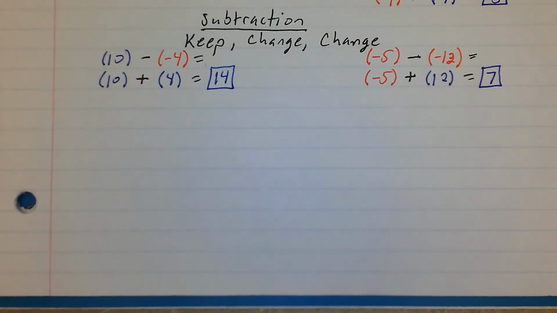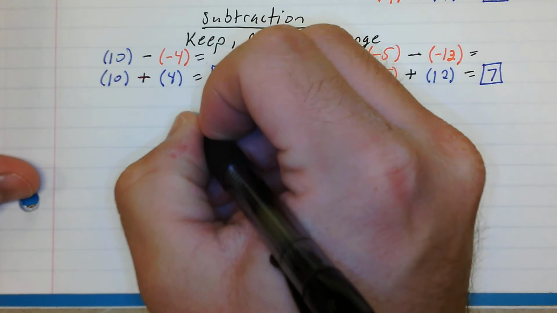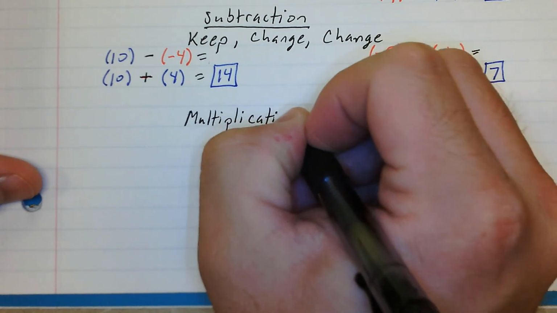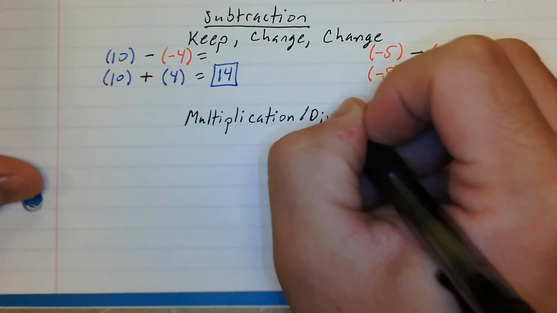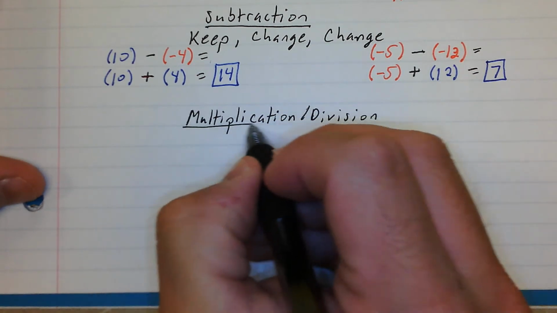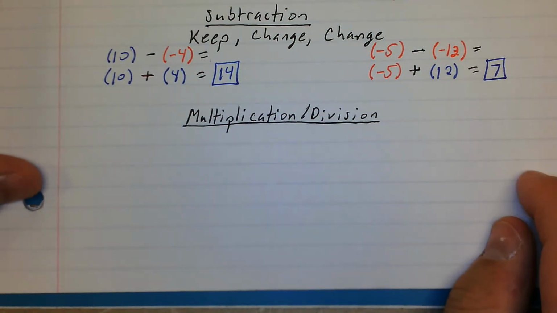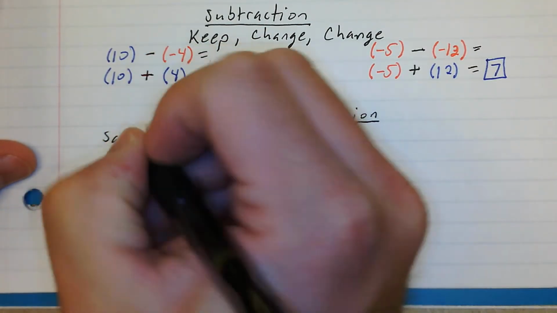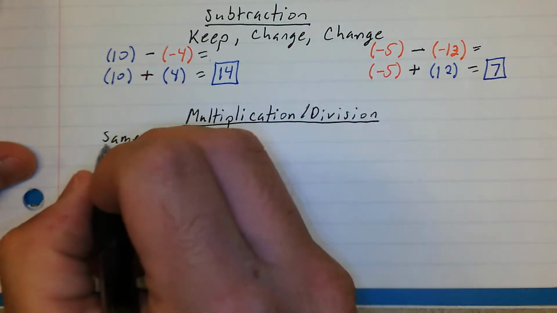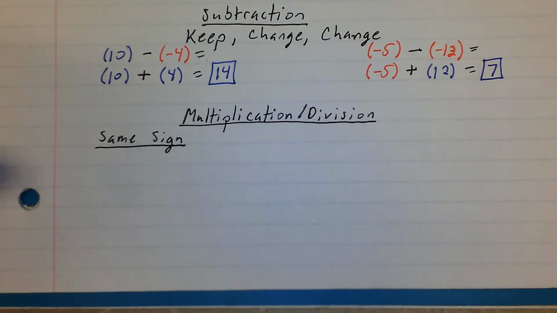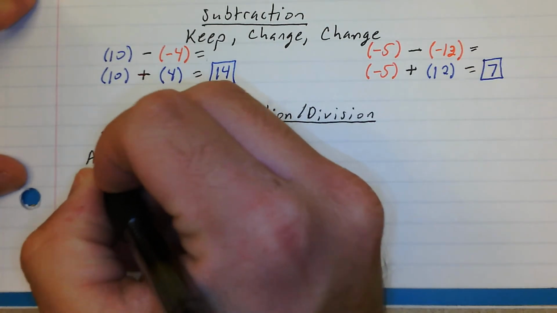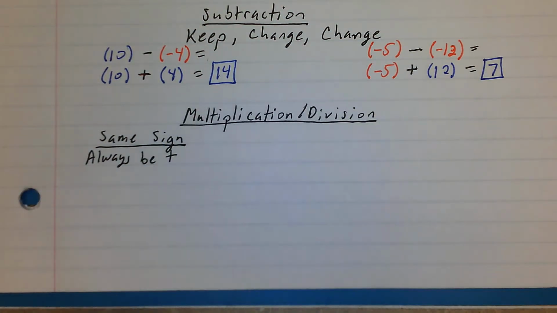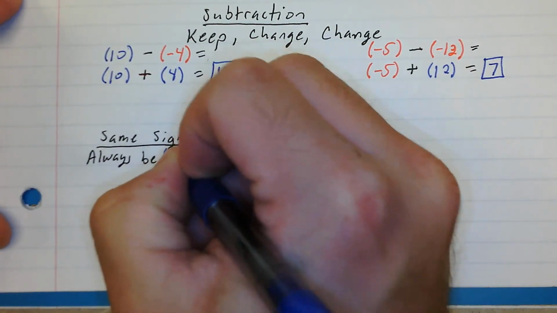Alright, so let's do the last bit. The last bit will be multiplication and division. Luckily, they both have the same rules. Okay? So, if you have two numbers that are being multiplied or divided, and they have the same sign, the answer will always be positive. The answer will always be a positive answer.